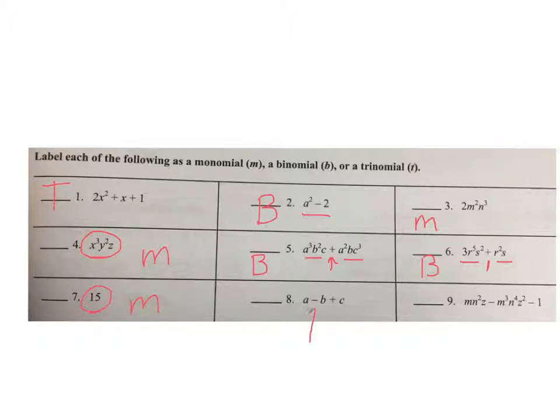Here, I've got a minus sign there and a plus sign there. So how many terms are there? 3, so it's a trinomial. Here I've got a term, a term, a term, and you can see that I've got a minus sign here and a minus sign here separating them. So how many terms would that be? 3, so this is a trinomial.